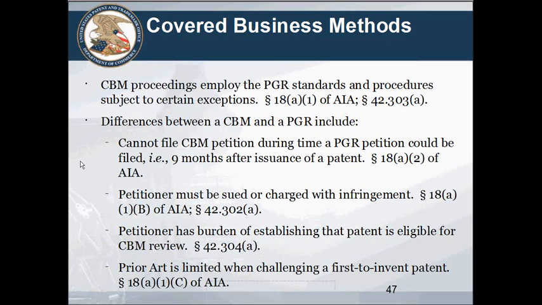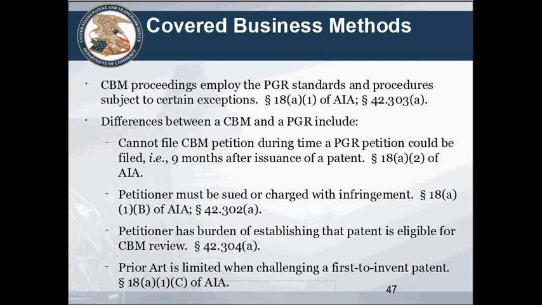First, there's an issue of when a CBM review may be undertaken. A petition should not be filed if a post-grant review is available, essentially. For example, in the first inventor to file patents, a petitioner should wait until 9 months after issuance of the patent, or if later, the time that the PGR has been completed. For the other patents, the first to invent patents, CBM is available as of September 16th.